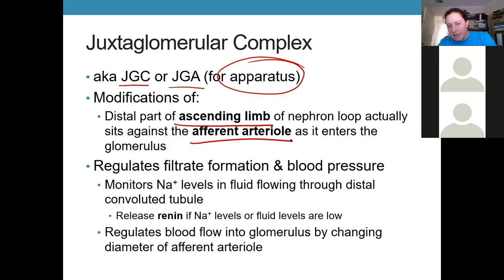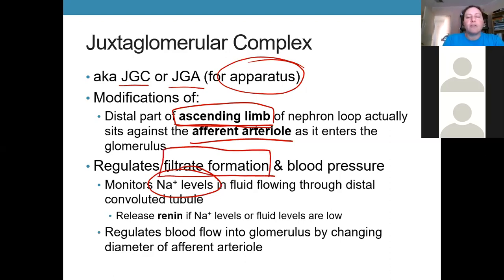So the very beginning of the nephron is actually touching one of the parts that's very near the end of the nephron. And so this part of the ascending limb monitors the sodium levels of the fluid inside of it. And that allows the kidneys to regulate how much blood they're filtering, as well as help monitor overall systemic blood pressure. And we'll talk more about this stuff on Monday again, but I want to just give you a little bit of it.